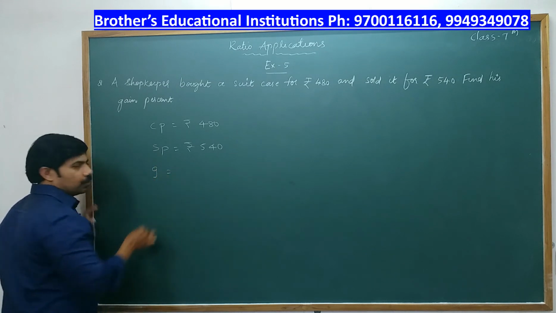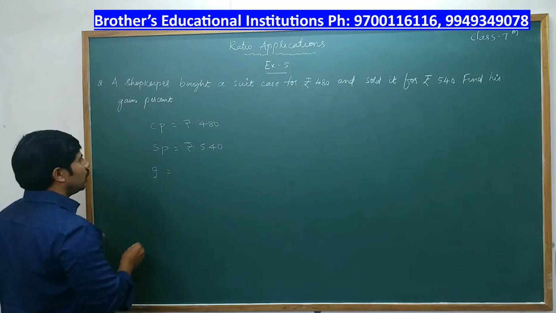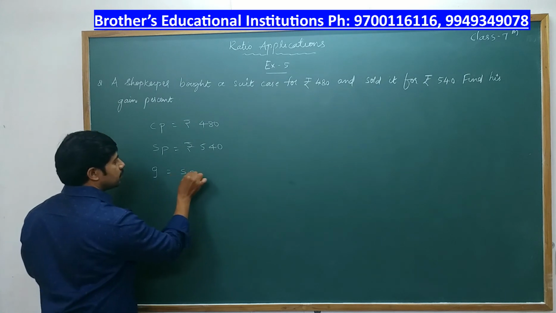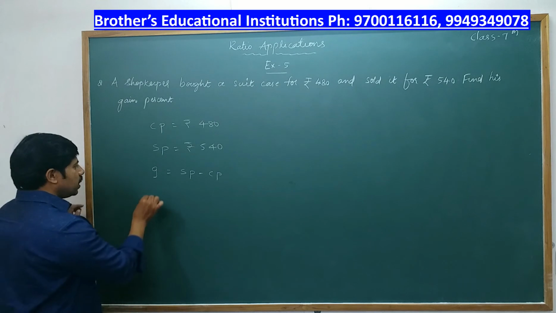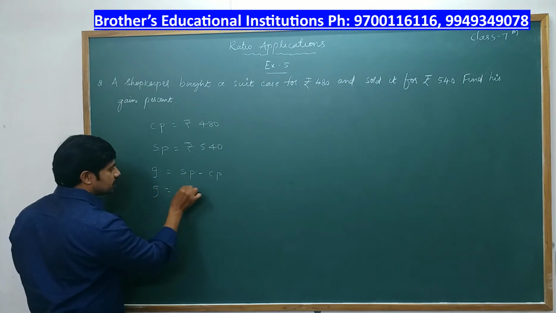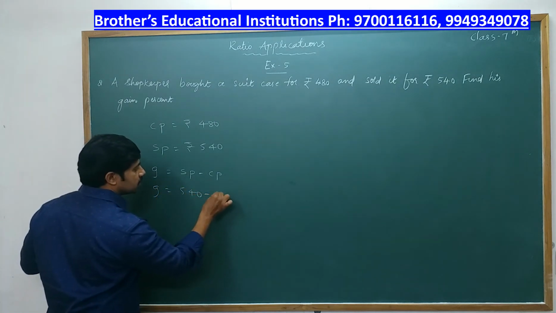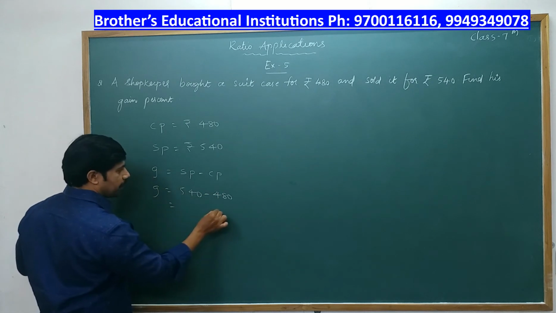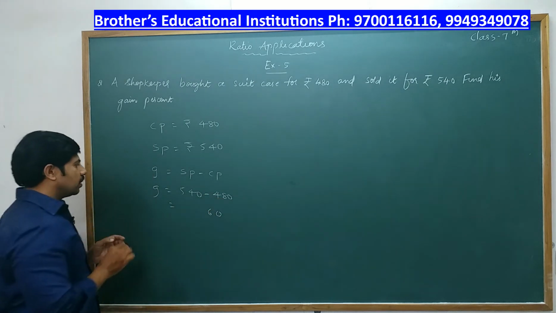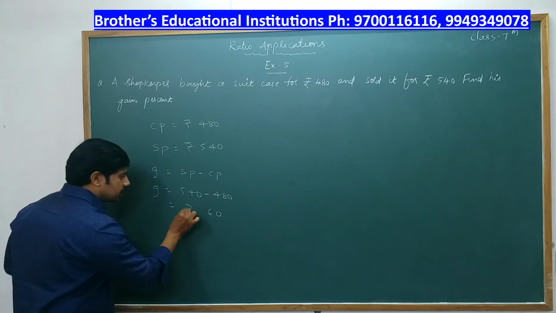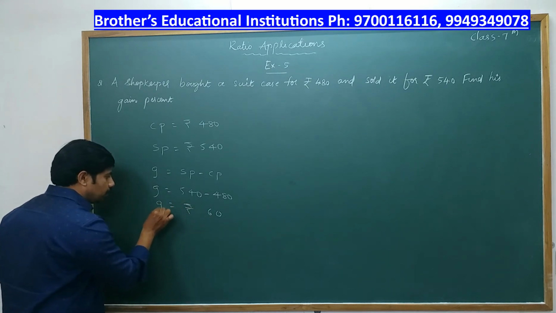Gain or profit, both are the same. Gain is equal to selling price minus cost price. So gain is equal to selling price 540 minus 480. So we subtract: 0, 14 minus 8 is 6. So what is the gain he got? Gain is 60 rupees.